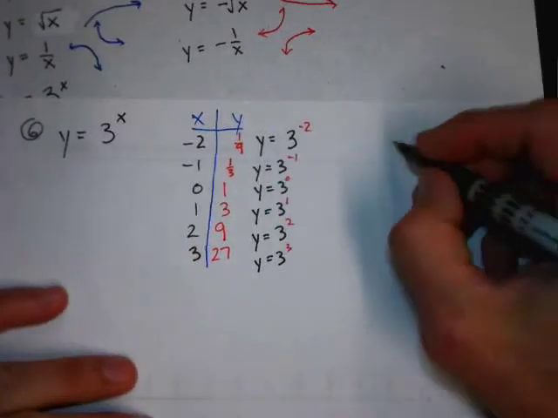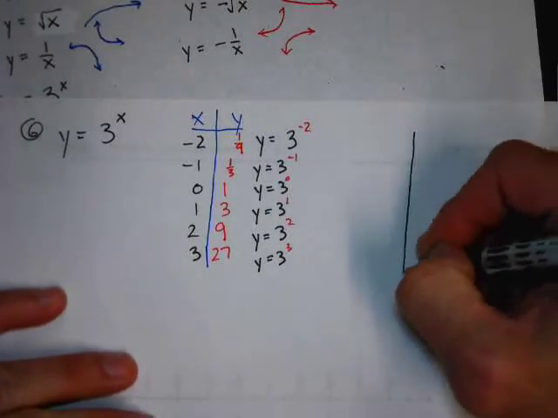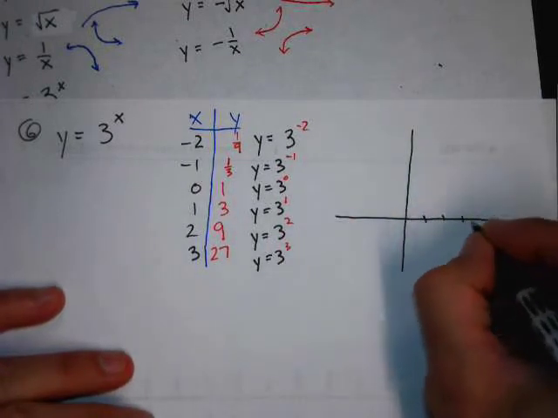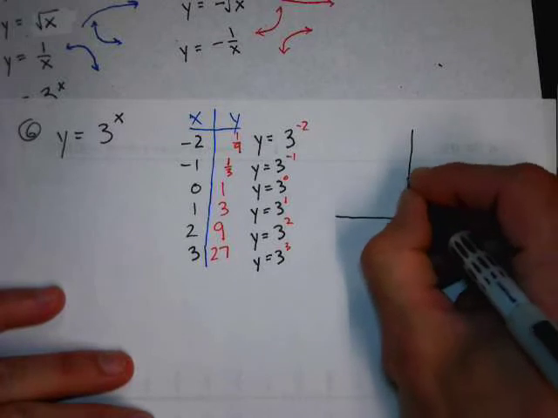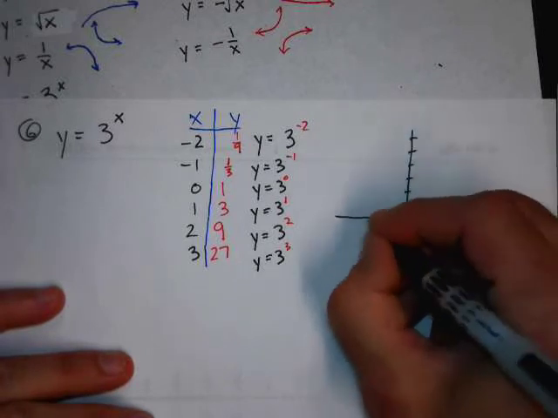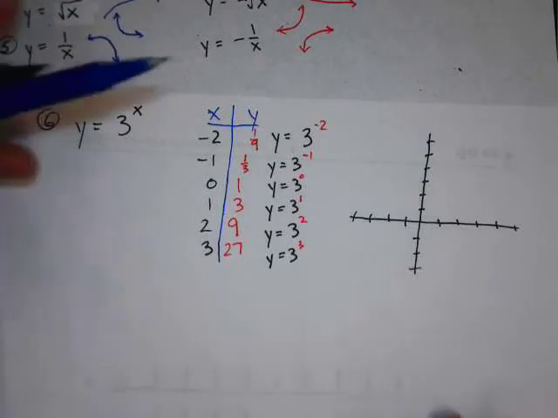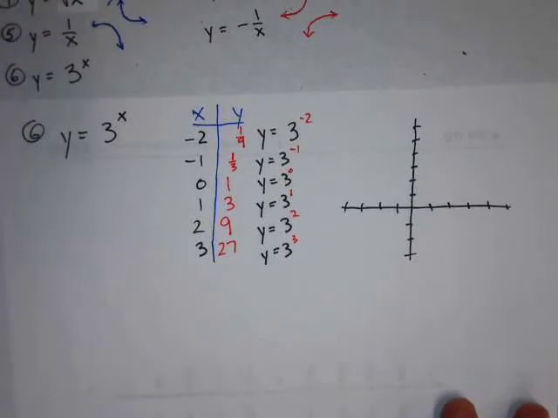Either way, now we have enough ordered pairs to sketch a pretty cool graph. And so we're going to do just that. We're going to sketch a pretty cool graph and see how our behavior is going. Okay, so let's see what this equation looks like. It's called an exponential function.